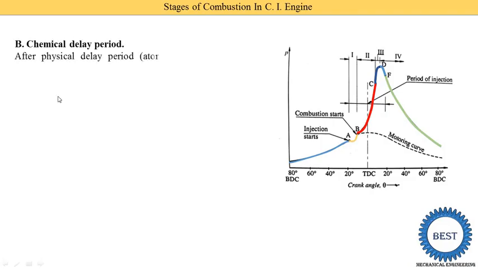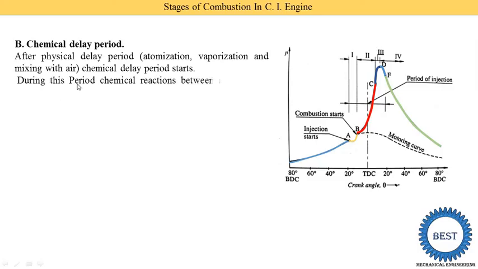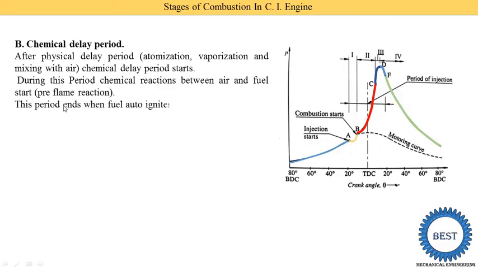What is the chemical delay period? After the physical delay period, meaning after atomization of the diesel, after vaporization and after mixing with the air, the chemical delay period starts. So after mixing, the combustion does not start quickly. During this period, chemical reactions between air and fuel start. It is known as the pre-flame reaction. This period ends when the fuel auto ignites and flame appears. It means the chemical delay is finished when the combustion starts, that is at point B. So between A and B, it is divided into two parts, physical delay and then chemical delay.